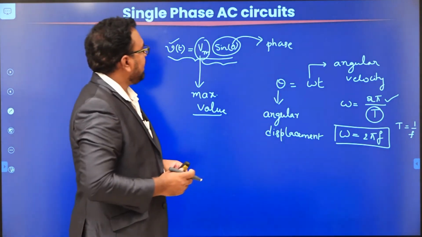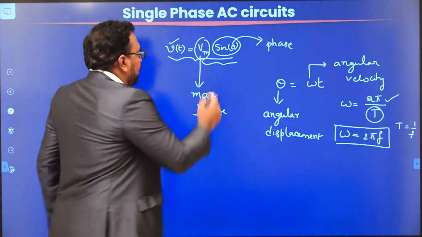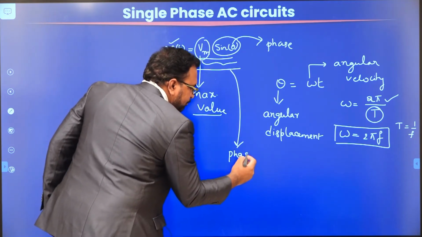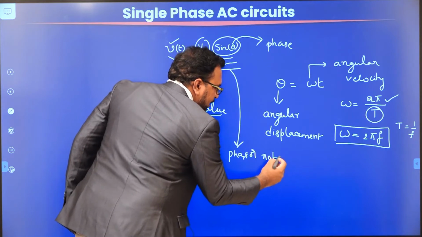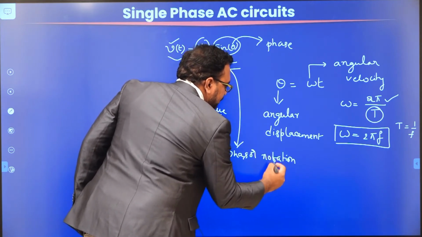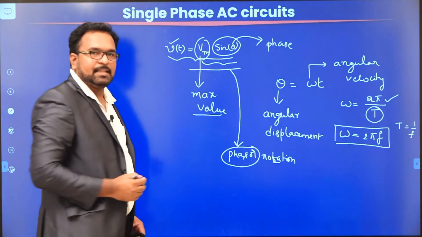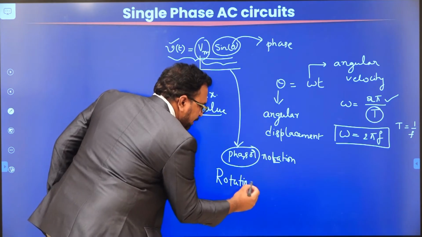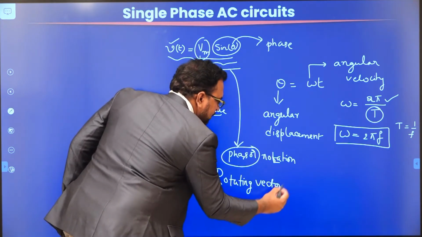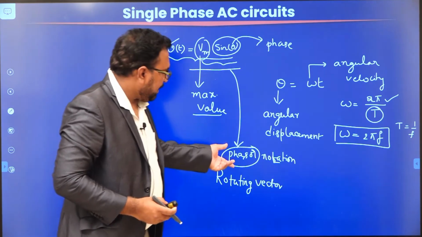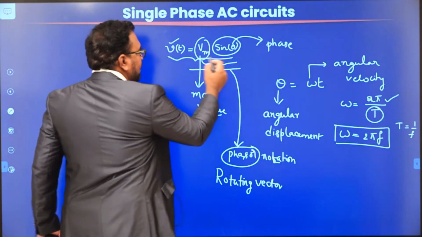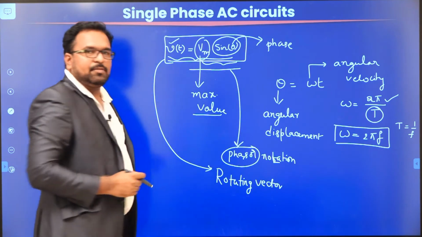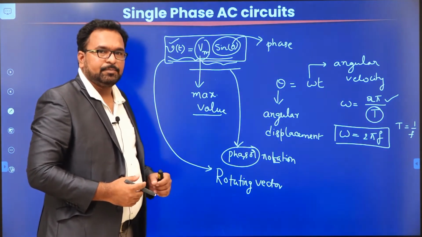Now, for the sake of understanding the single phase AC circuit, we are going to represent this sinusoidal term in phasor notation. So what is phasor notation? What is a phasor? A phasor is nothing but a rotating vector. This phasor will give the instantaneous values. In other words, the instantaneous values of this sinusoidal waveform can be determined by means of this phasor, which is also called a rotating vector.